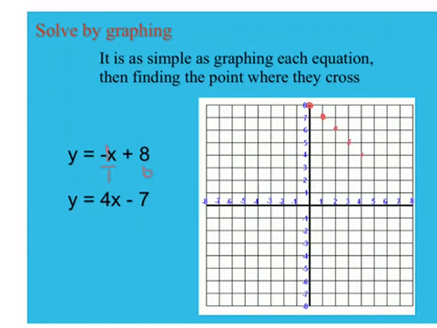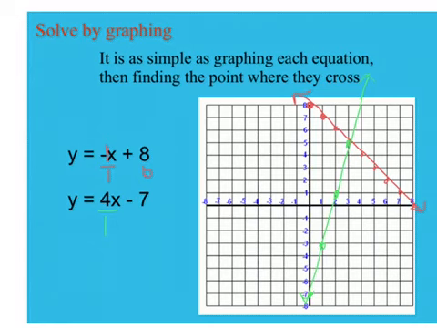Especially with systems, we want to make sure that we do this the entire grid so that we don't miss out on the point where they could potentially cross. So there's my first line. Now I'm going to graph my second line. I'm going to start at negative 7, and I'm going to go positive 4 over a positive 1. So 1, 2, 3, 4 over 1. I'm going to do this over and over again. So here would be my line.